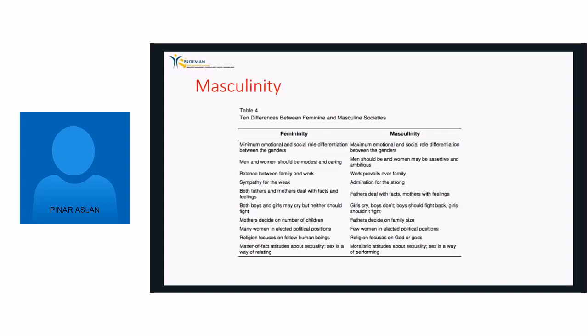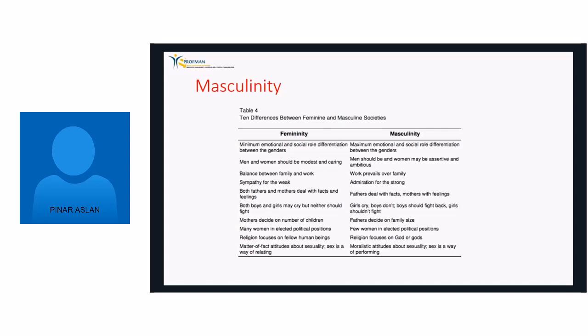And in feminine societies, men and women should be modest and caring. In masculine societies, men should be, and women may be, assertive and ambitious. So men are expected to be ambitious, whereas women may be. And in feminine societies, there's a balance between family and work. In masculine societies, work prevails over family. And in feminine societies, sympathy for the weak, the underdog, as I just mentioned. And in masculine societies, there is the admiration for the strong.